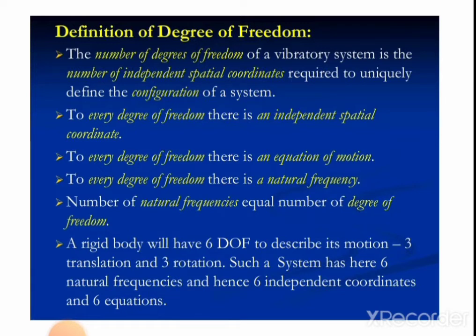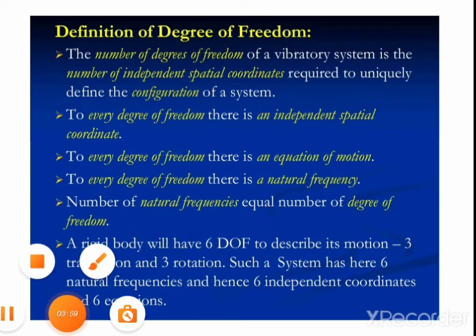For example, a rigid body has 6 degrees of freedom to describe its 3 translational motions and 3 rotational motions. Such a system has 6 natural frequencies, and hence it has 6 separate independent spatial coordinates, and it has 6 equations of motion here.